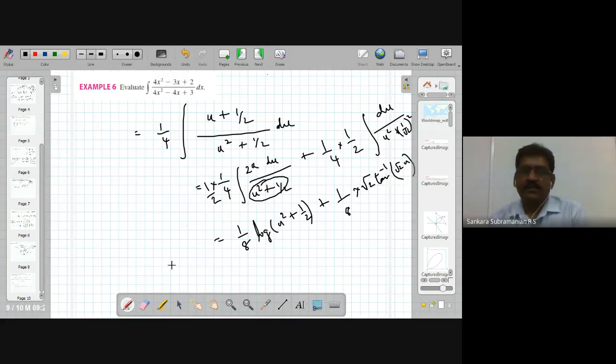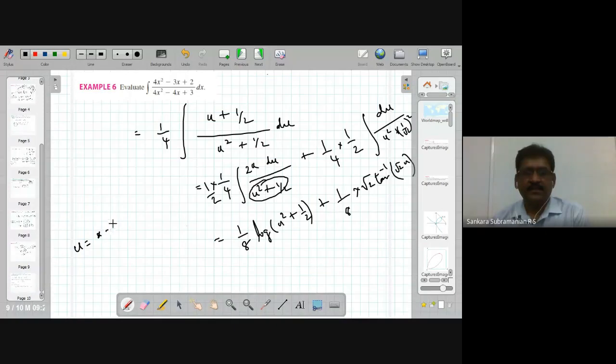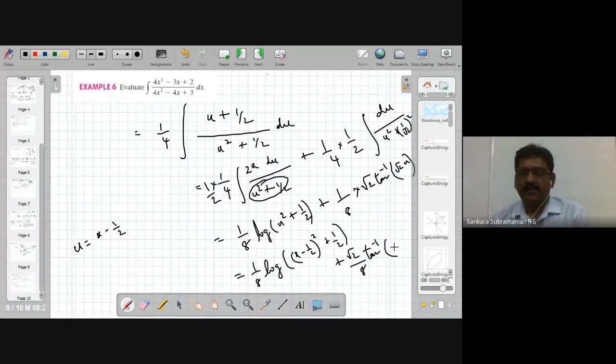Okay. So if you go for substitution, what is u? U is x minus 1 by 2. So therefore, this is equal to 1 by 8 log of x minus 1 by 2 the whole square plus 1 by 2, plus square root of 2 by 8 into tan inverse of root 2 times of x minus 1 by 2. Okay.